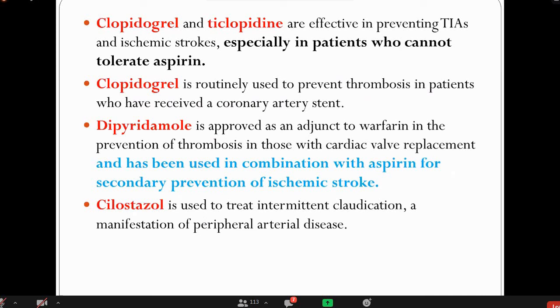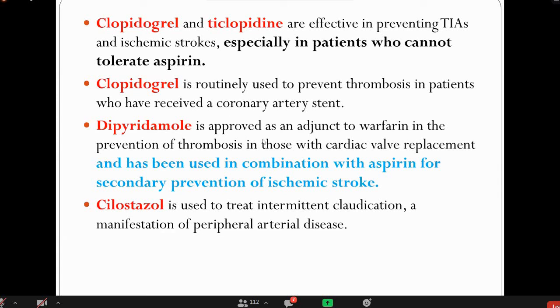Clopidogrel and ticlopidine are effective in preventing transient ischemic attack and ischemic stroke, especially in patients who cannot tolerate aspirin. Sometimes patients show a hypersensitivity reaction to aspirin. So in that patient, clopidogrel is the best alternative. Clopidogrel is routinely used to prevent thrombosis in patients who have received a coronary artery stent.